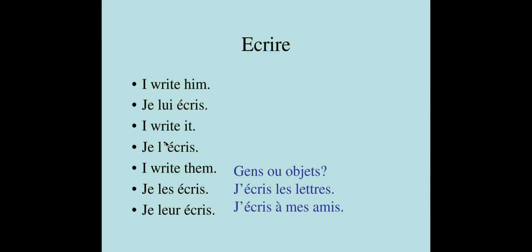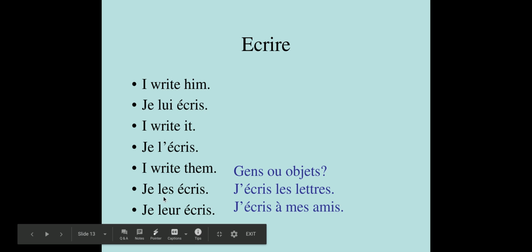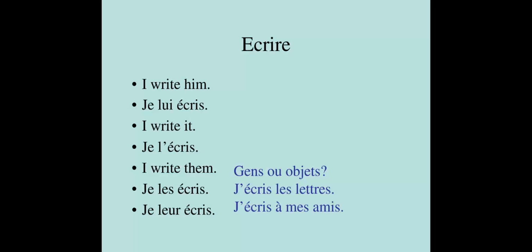So we've got the l'. Now, this is where it gets a little bit confusing when you're using direct or indirect object pronouns. We have "I write them." So is it a person or is it an object? In this first example, I have je les écris, and I'm referring to "I write the letters." But if I'm referring to a person, like I'm writing to my friends, j'écris à mes amis, I need je leur écris. So just keep that in mind, that if it's people or objects, that might change whether it's a direct or an indirect object pronoun.